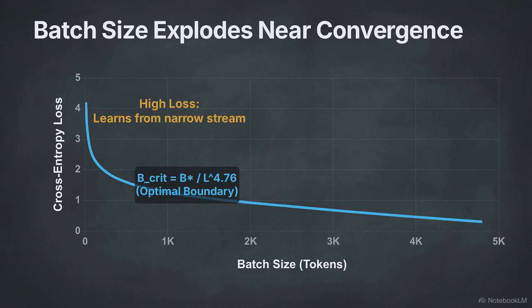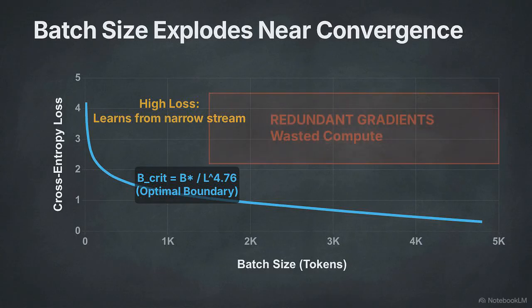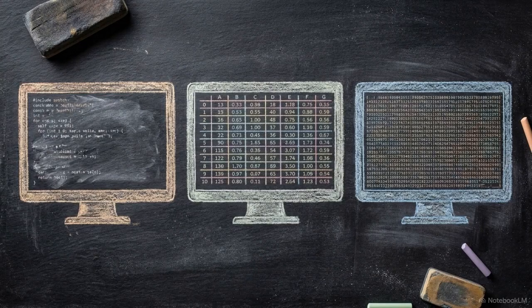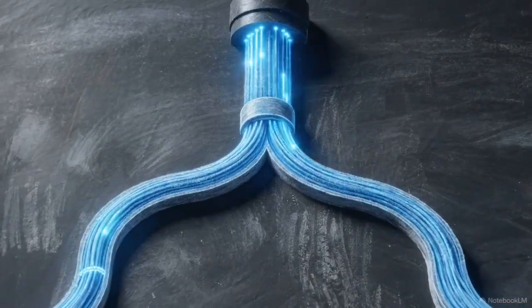At the start of training, when loss is high, the model learns rapidly from a narrow stream of data. Using massive batches at this stage yields redundant gradients and wastes compute. Near convergence, as loss drops, the remaining gradients contain higher variance. To compute accurate updates and refine performance, the optimal batch size expands massively. Maintaining efficiency requires continuously scaling the batch size upward in lockstep with the model's performance.